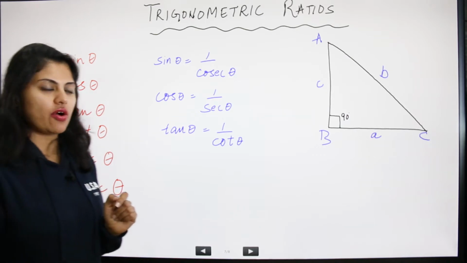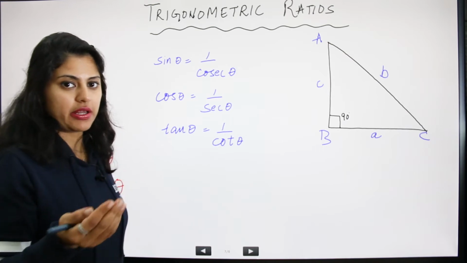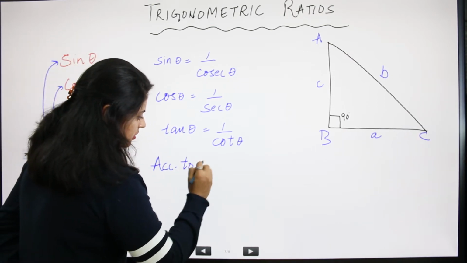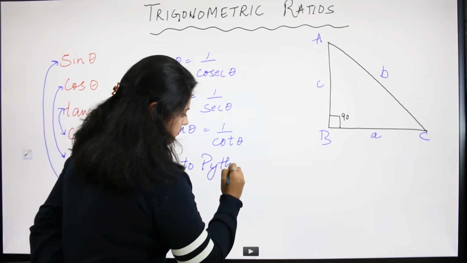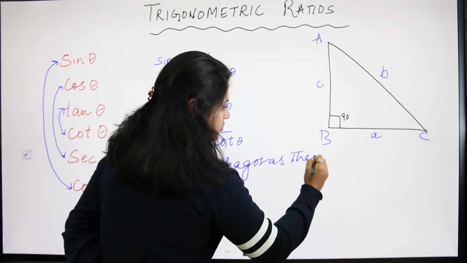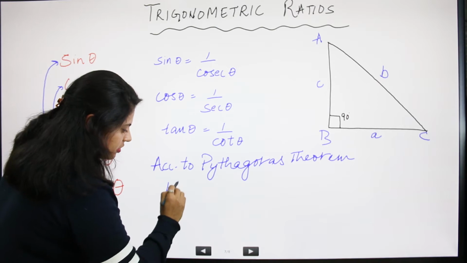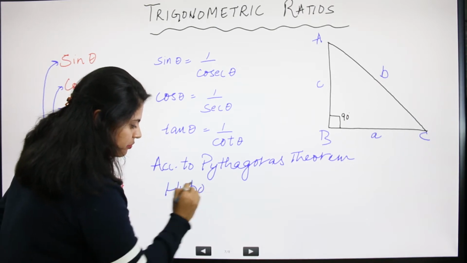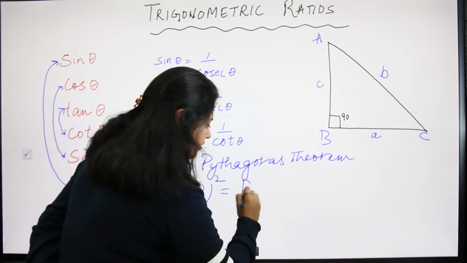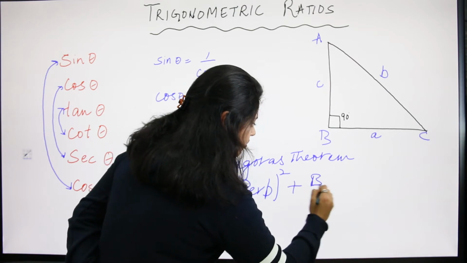Here we need the Pythagoras theorem to find the values. So what is basically the Pythagoras theorem? The formula for the Pythagoras theorem is: the longest side, which is called the hypotenuse, its whole square is equal to perpendicular square plus base square.